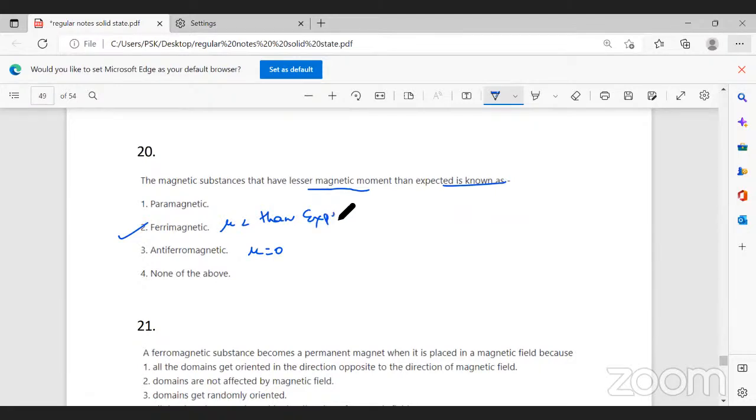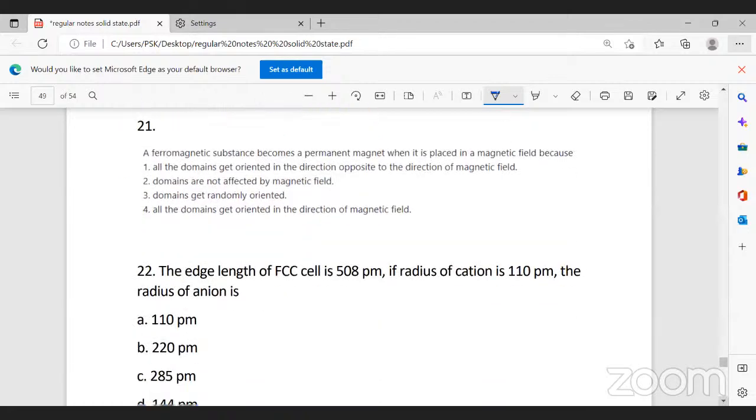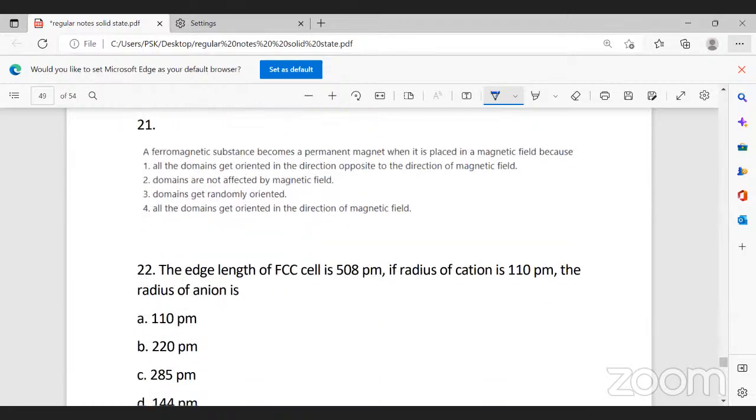Expected. Paramagnetic means we have 1 or 2 unpaired electrons, generally 1 unpaired electron. Then we call that a paramagnetic substance. Okay, more unpaired electrons are there, but the spin is opposite. Therefore, the magnetic moment of a few gets cancelled, so the magnetic moment is lesser than expected. That kind of property of a substance is called ferrimagnetic. Clear with this? Yes, sir.